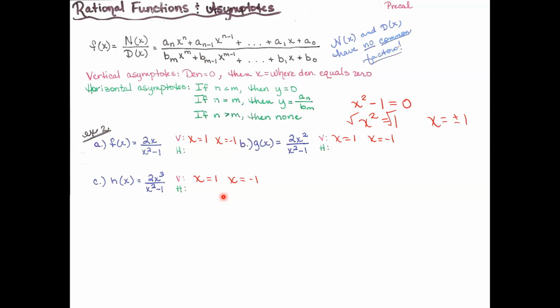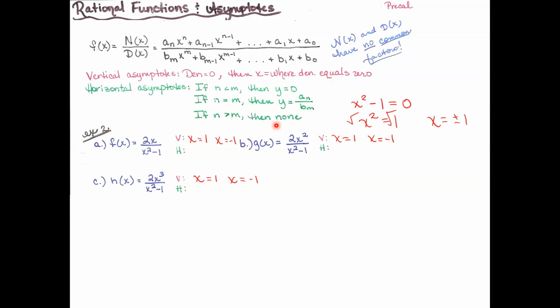To find the horizontal asymptote, you're going to compare the degree of your numerator with the degree of your denominator. So we're using n for the numerator and m for the denominator. If the degree of the numerator is less than the degree of the denominator, your horizontal asymptote will be y equals 0. If the degree of the numerator equals the degree of the denominator, your horizontal asymptote will be y equals the leading coefficient of the numerator over the leading coefficient of the denominator. And if the degree of your numerator is larger than your denominator, then you won't have a horizontal asymptote.